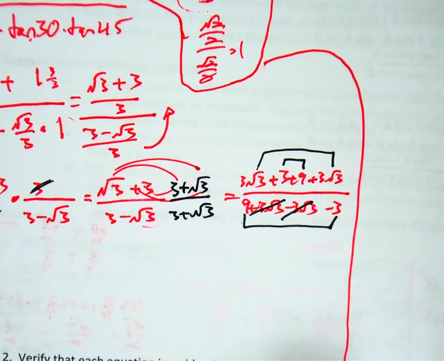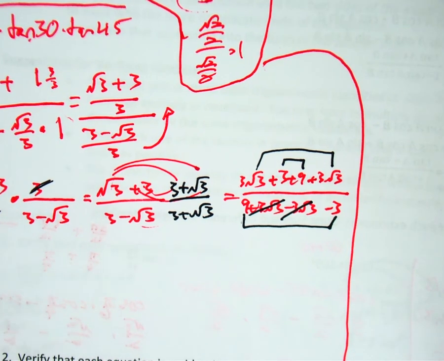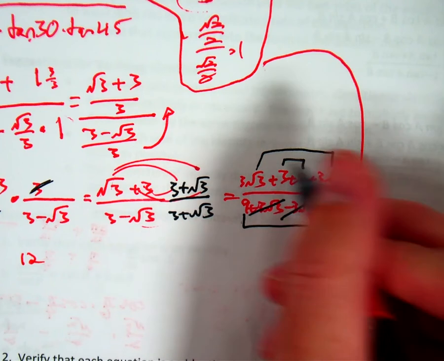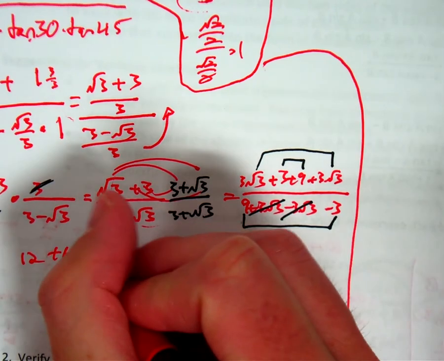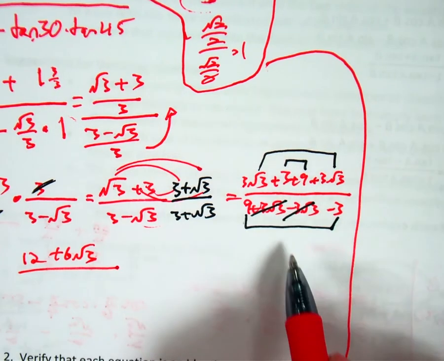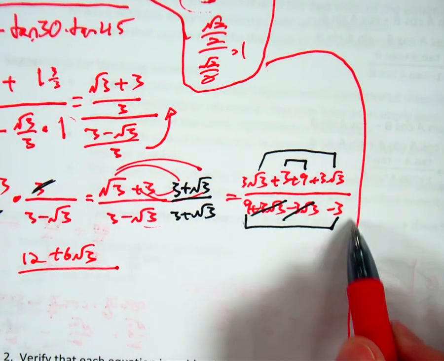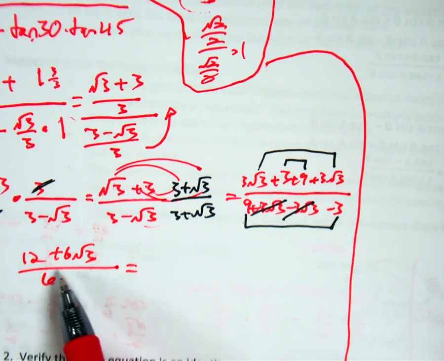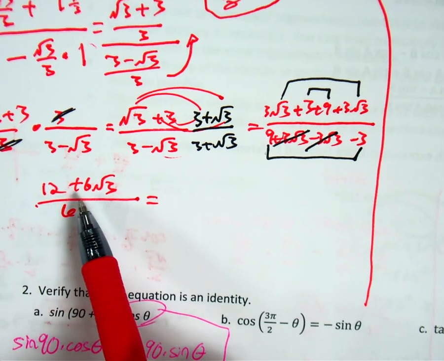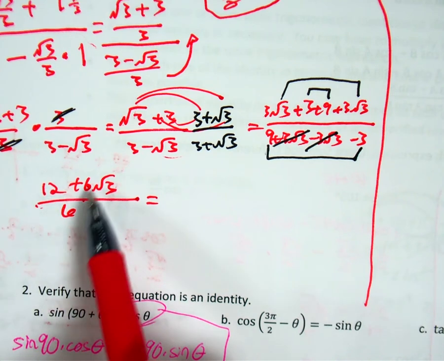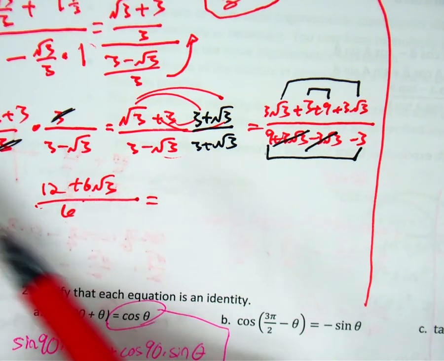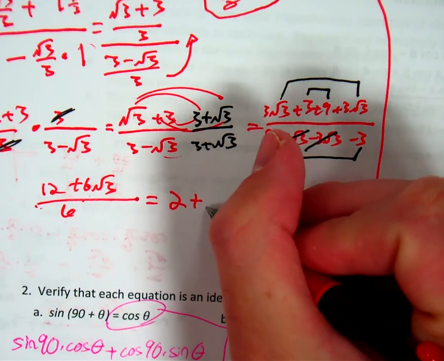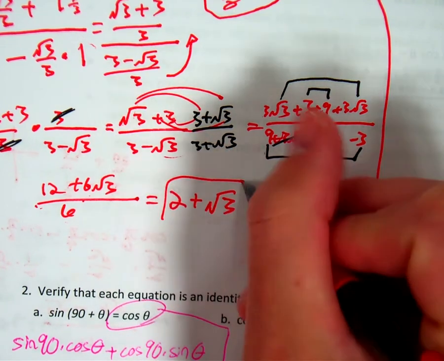So a lot of little details, nothing that we haven't done before, just a lot of little details. So on the top we got 3 plus 9 is 12, 3 radical 3 and another 3 radical 3 is 6 radical 3. And on the bottom those canceled out, and 9 minus 3 is 6. Both pieces on the top, 12 and 6 radical 3, are divisible by 6. So we can divide by 6. And we finish with 2 plus single radical 3.